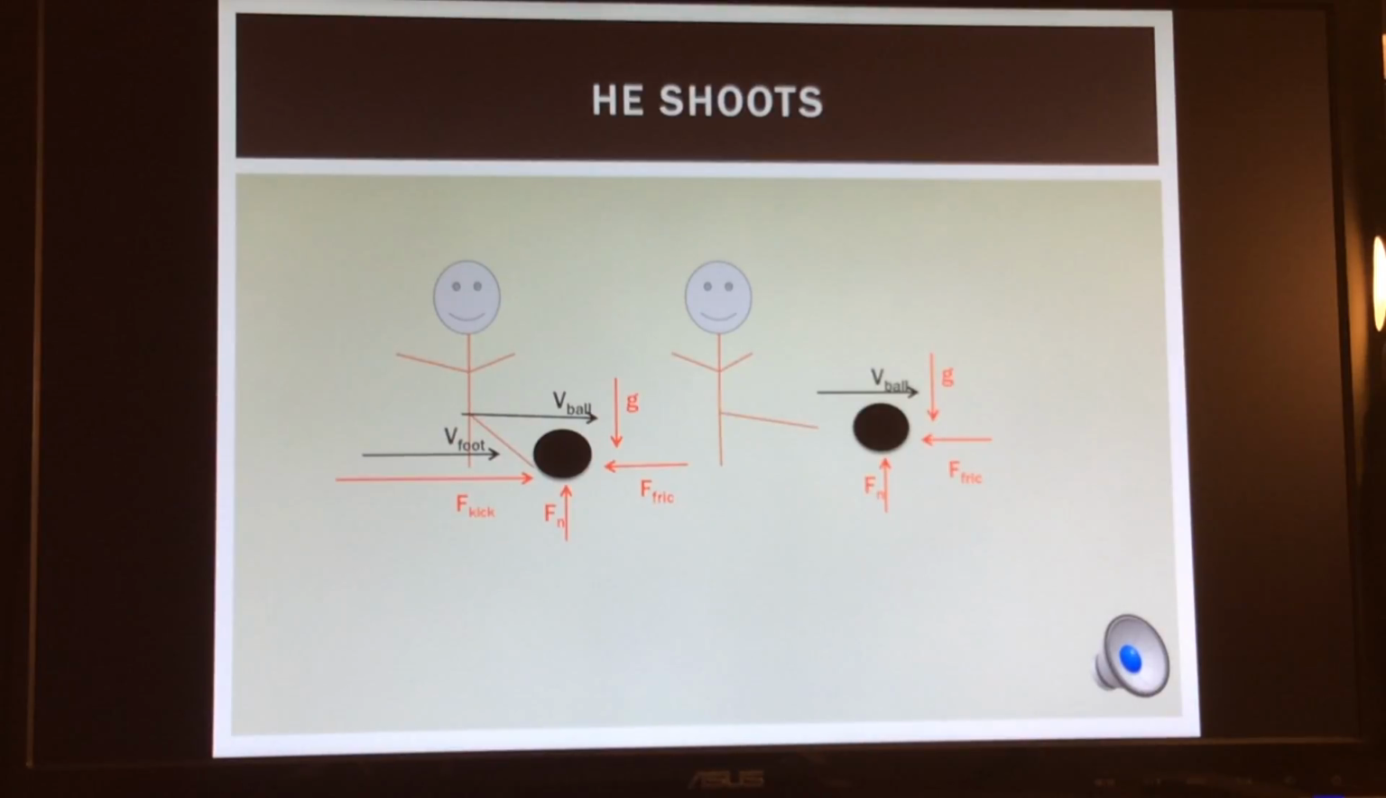of friction, and gravity. In the second diagram, you can see that there is no longer the force of the kick being applied. It is just simply the normal force, the frictional force, and the force of gravity acting on the ball.